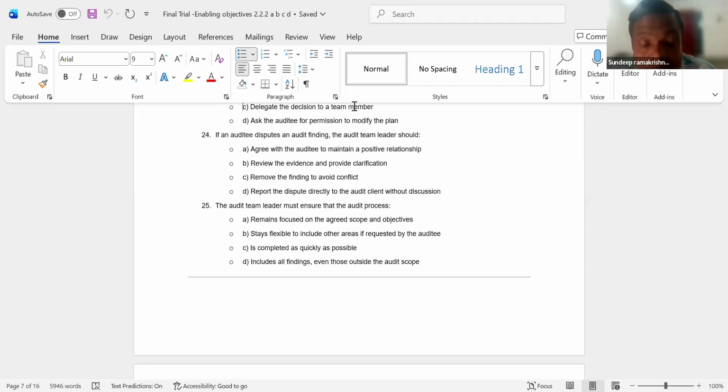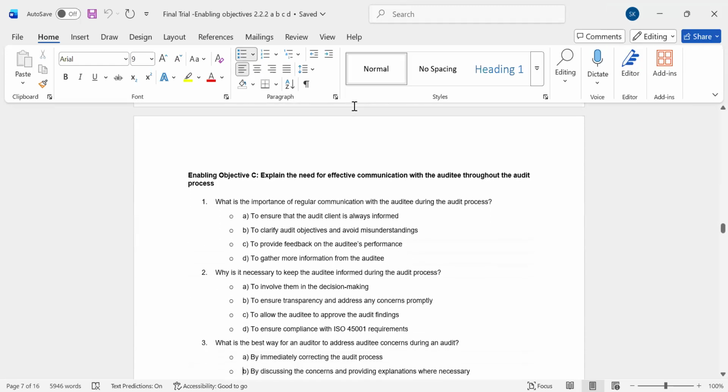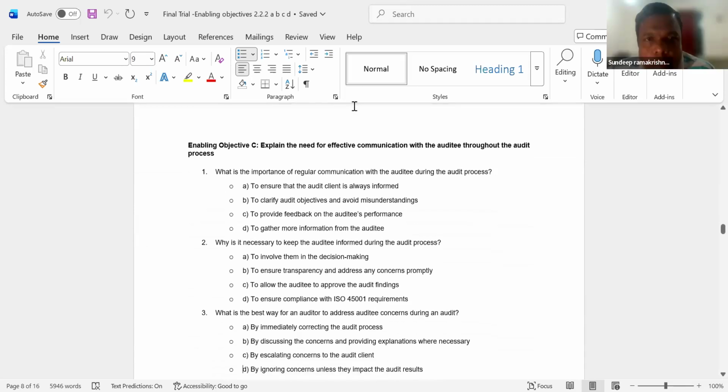Anybody else? Any other answer? No, sir. A. Yes, sir. Now, Shazi Munir, can you continue 1 to 5 in this enabling objective? Enabling objective C: explain the needs for effective communication with the auditee throughout the audit process. Question 1. What is the importance of regular communication with the auditee during the audit process?